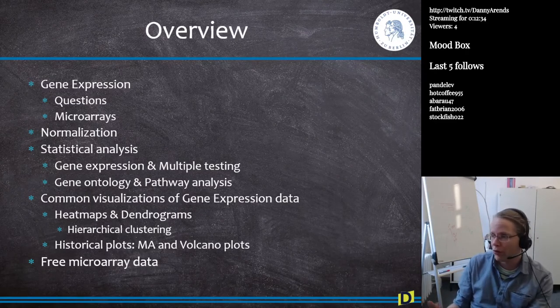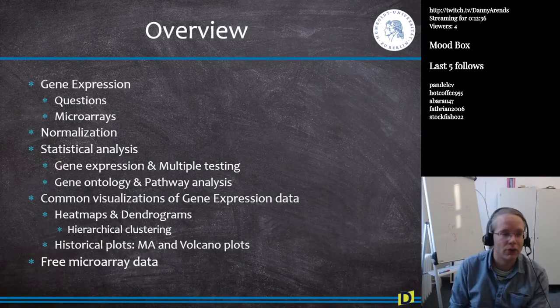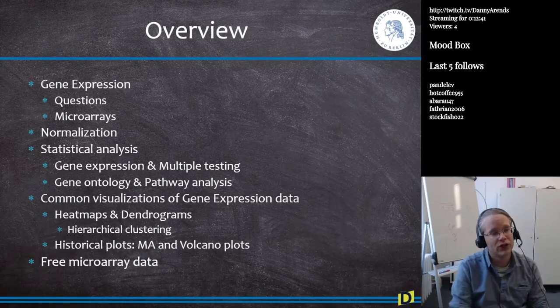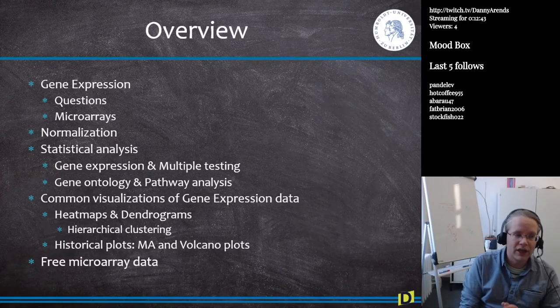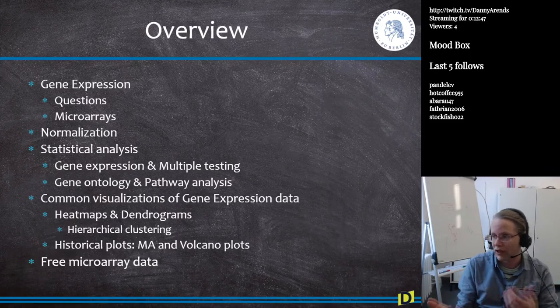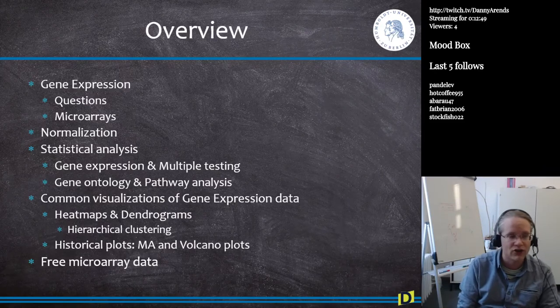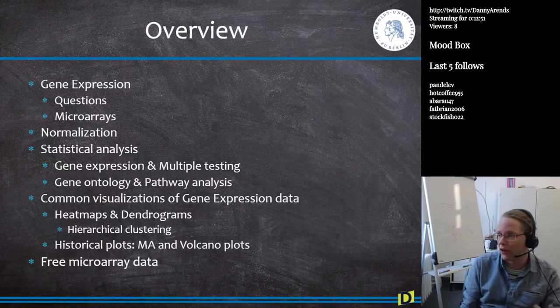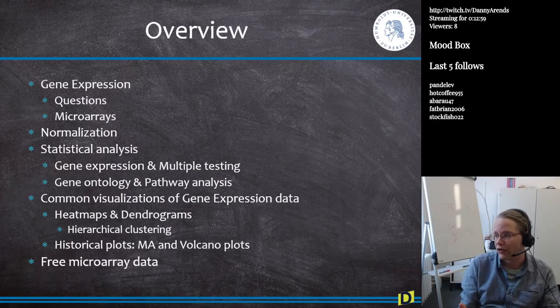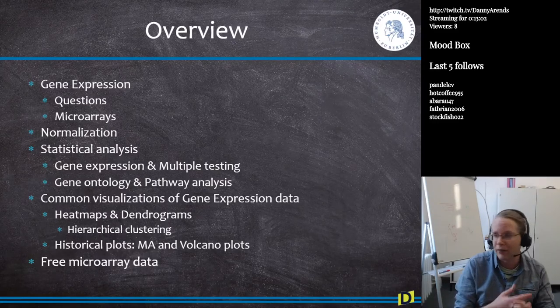We'll be talking about normalization techniques and why they are important, and what kind of normalization techniques normally are used in gene expression analysis. And then, of course, statistical analysis: how do we test if a gene is differentially expressed, how do we deal with things like multiple testing. Then I want to go a step further and show you what you generally do after gene expression analysis, things like gene ontology or pathway analysis.